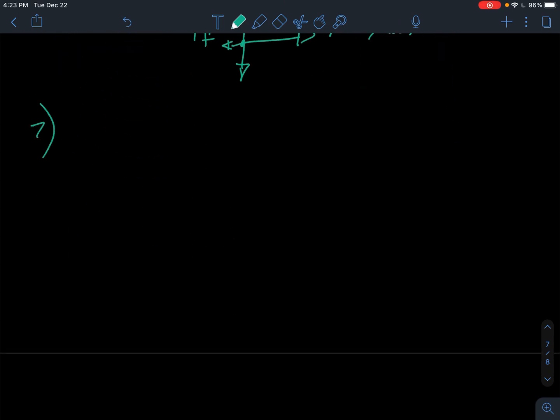Next one, 7. Flying through here. We have a skier skiing down a hill. The question is about the normal force exerted on the skier by the hill. So here's our skier. Again, I'm bad at drawing. Really lanky guy. Some skis. He's going down here.